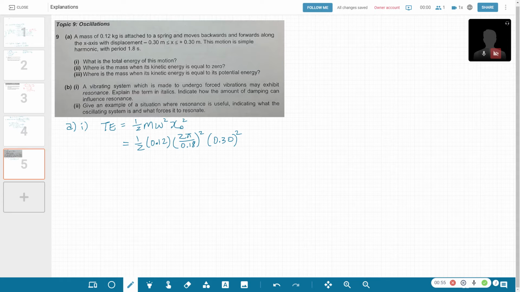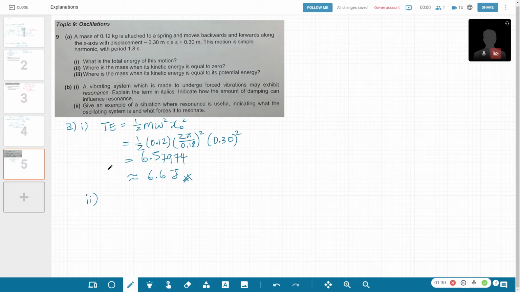Half times 0.12 times 2 pi divided by 0.18 square times 0.3 square. So net I get 6.5797, which is approximately, looking at the raw data of 2SF, we'll just put 2SF, 6.6 joules. Okay, all the raw data.